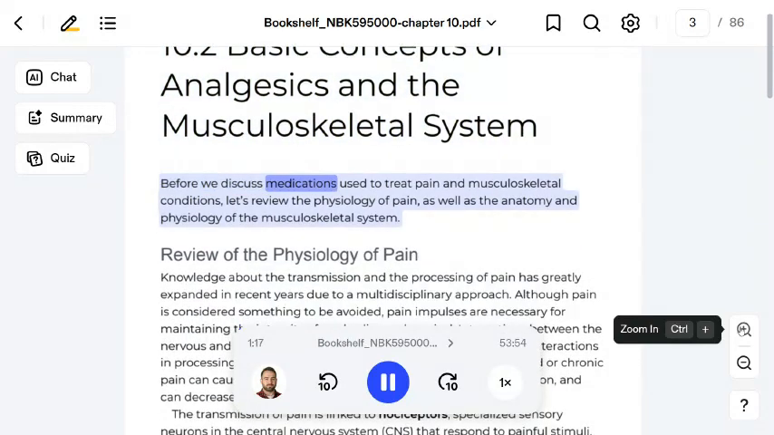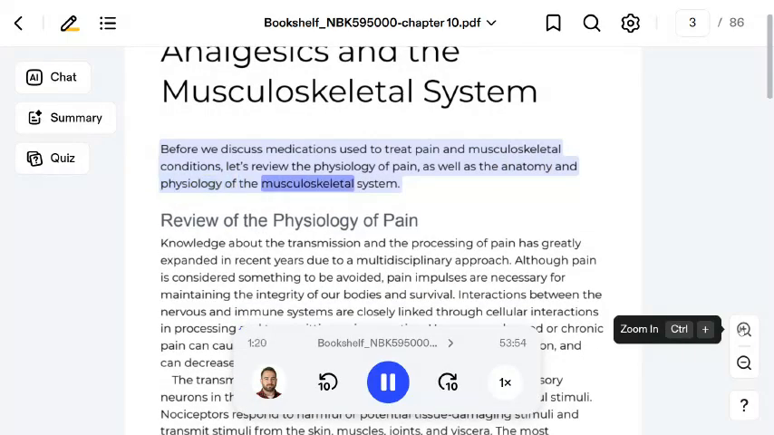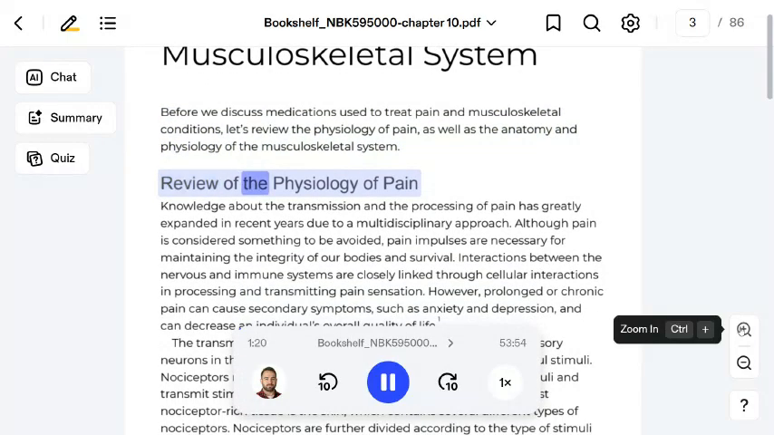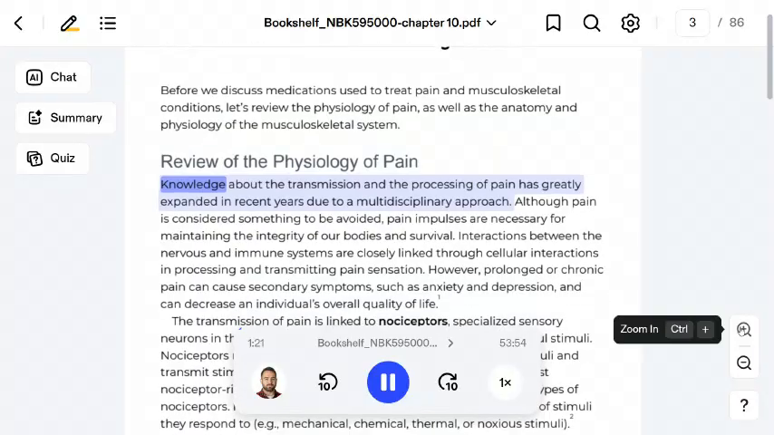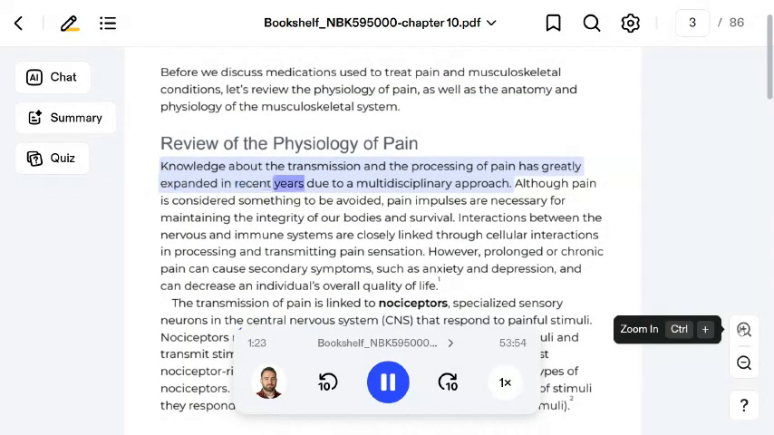Before we discuss medications used to treat pain and musculoskeletal conditions, let's review the physiology of pain, as well as the anatomy and physiology of the musculoskeletal system. Review of the physiology of pain. Knowledge about the transmission and the processing of pain has greatly expanded in recent years due to a multidisciplinary approach.